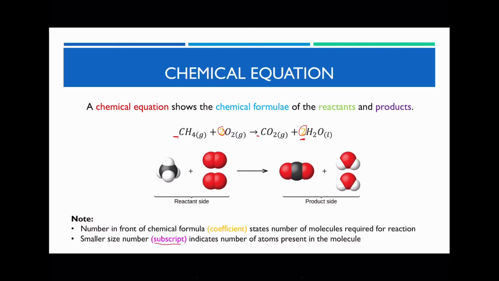And a subscript is pretty much the lowercase numbers over here. So in this case, this 2 over here, these lowercase numbers indicate how many atoms are present for that particular substance.